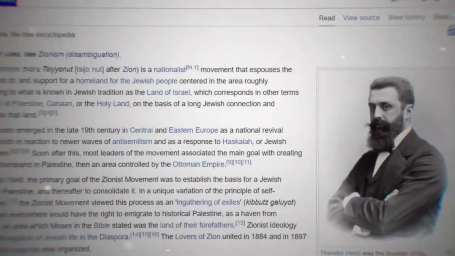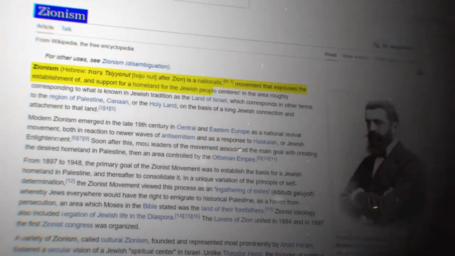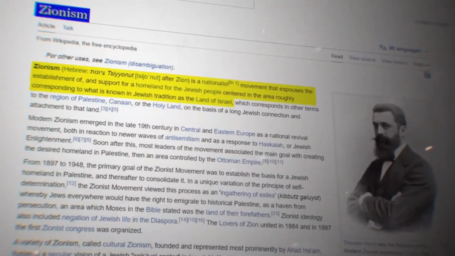Pinsker argued that Jews needed to take control of their own destiny and establish an independent state for themselves. Taking all this into account, Jews initiated a movement known as Zionism.